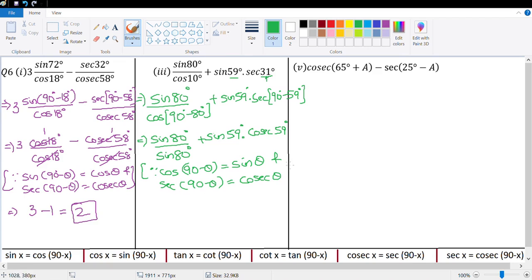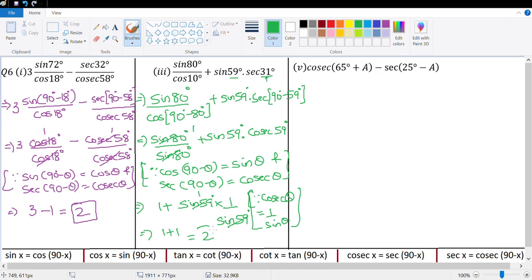So these are the two reasons, which means sine 80 upon sine 80, that's 1. So this is 1 plus sine 59 degree multiplied with cosec, which is nothing but 1 upon sine, because cosec is the reciprocal of sine. So this is also 1. Reason: since cosec theta is equal to 1 upon sine theta. So this is 1 plus 1, which is equal to 2. So that's my final answer. Let's look at the next question.